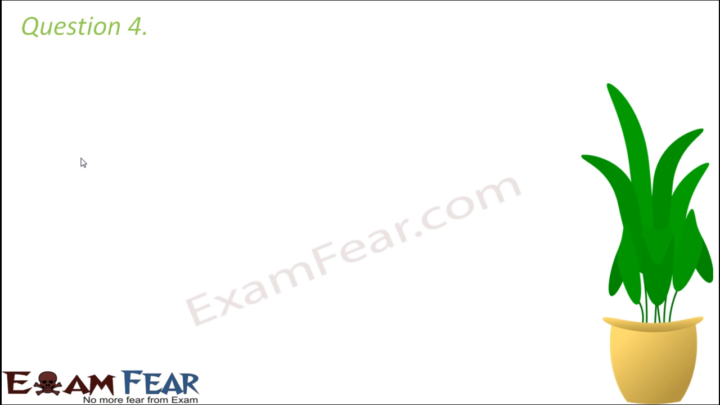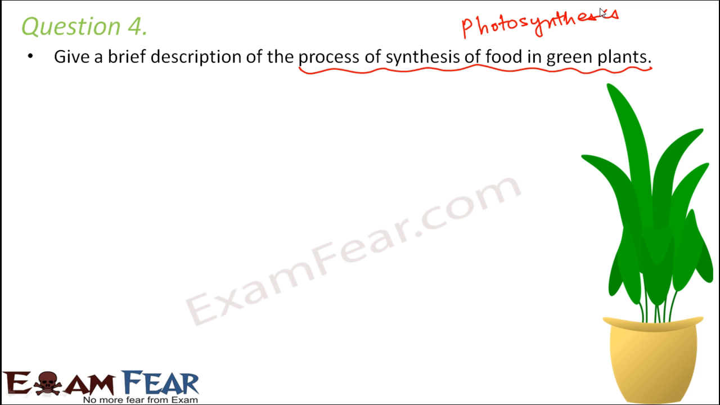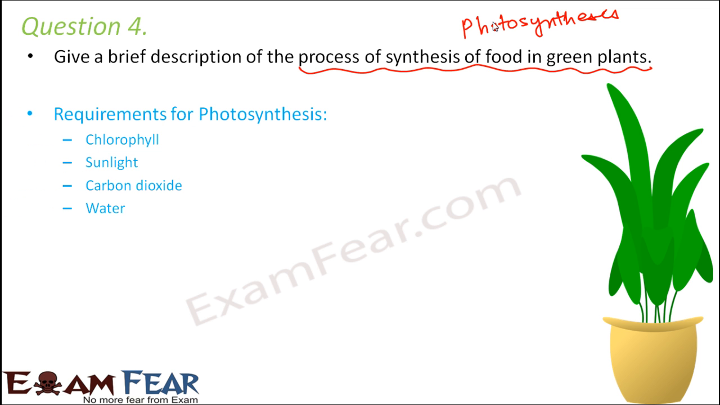Question number 4. Give a brief description of the process of synthesis of food in green plants. What is this process of synthesis of food in green plants called? This is called photosynthesis, right? And what is photosynthesis? It is a process where plants prepare their food in presence of sunlight, chlorophyll, they need carbon dioxide and water.